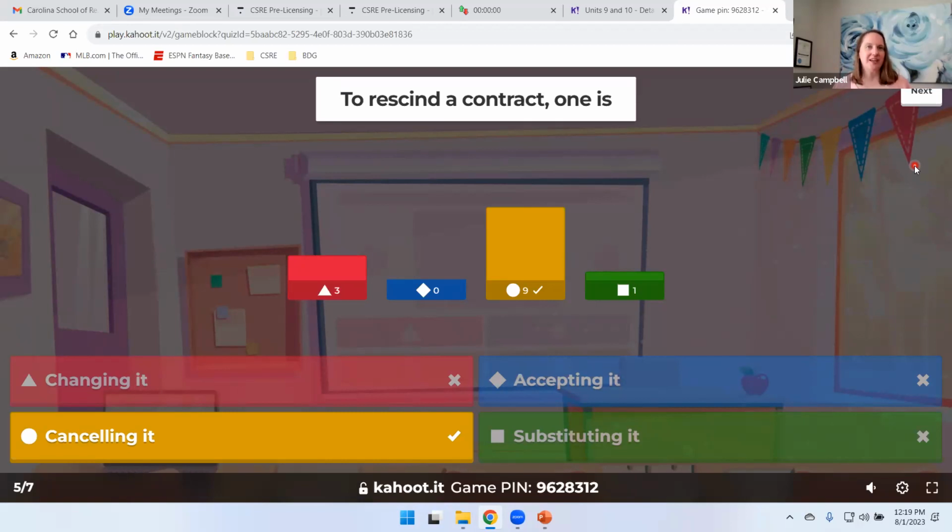How many days to rescind a timeshare? 5. How many days to rescind a new construction condo? I'll put my pencil down for that one. 7, however you like to do it. You're rescinding it. If you're changing it, you're amending it. A change or an amendment is a change. Substituting it is a novation. Questions on this one?